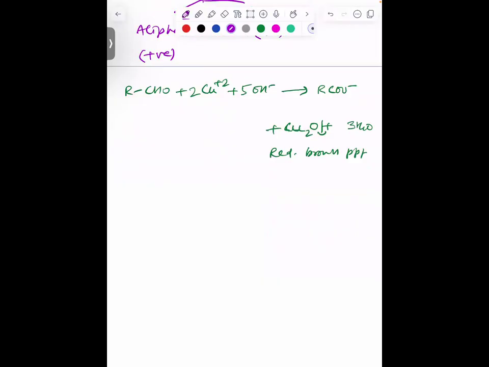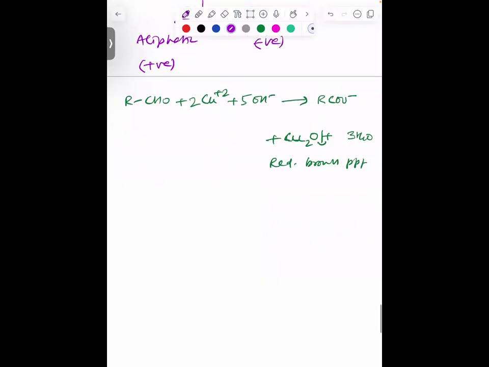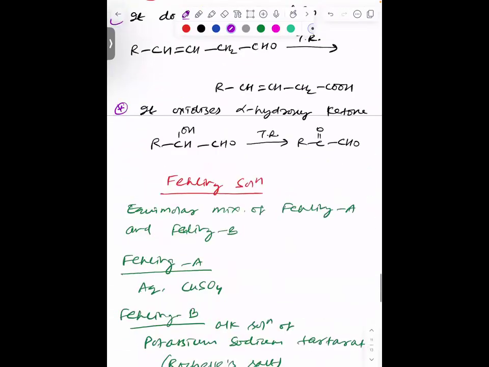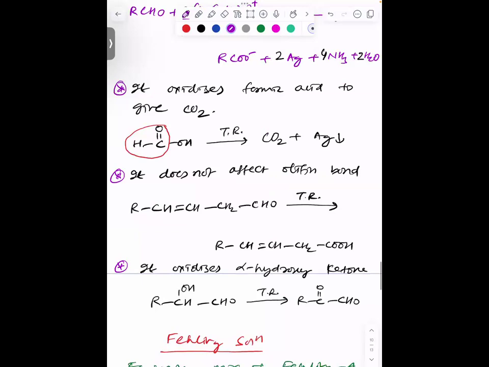Now, what are the other reactions shown by the Fehling's solution? Now, other reactions: it can oxidize formic acid to give carbon dioxide. It doesn't affect olefinic bond. It oxidizes alpha hydroxy ketone. Note these down in short.